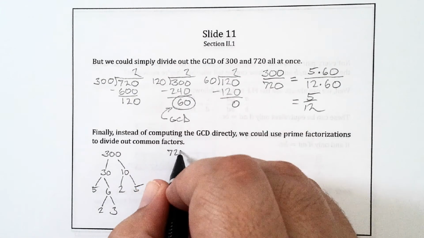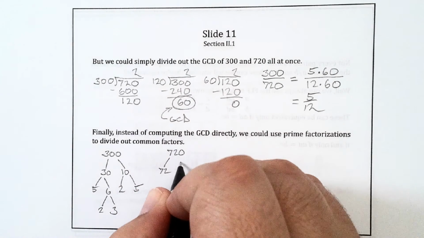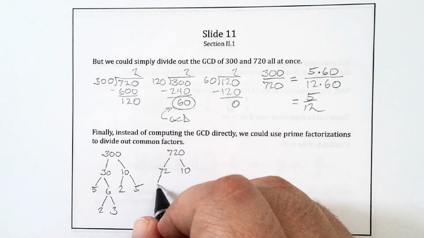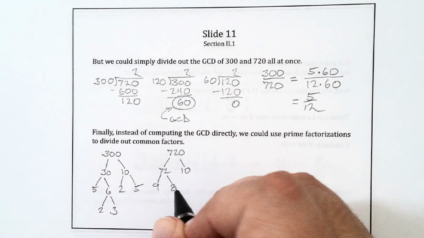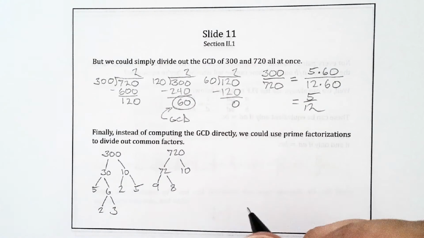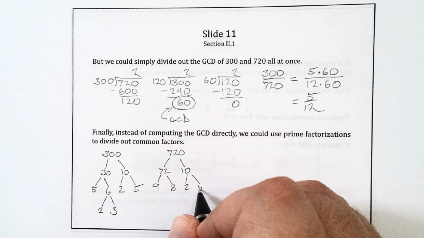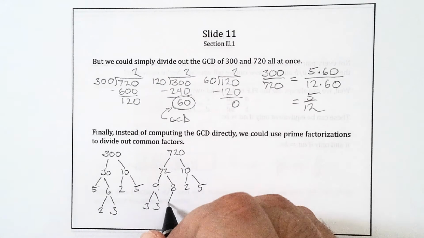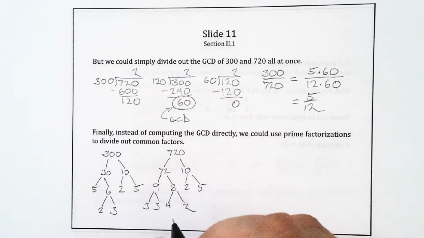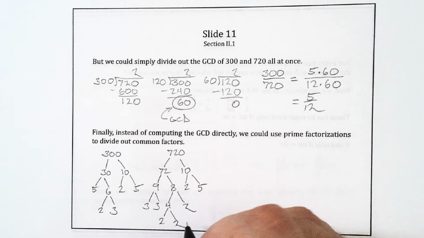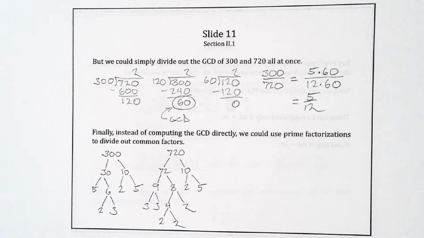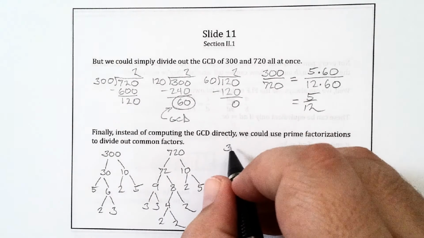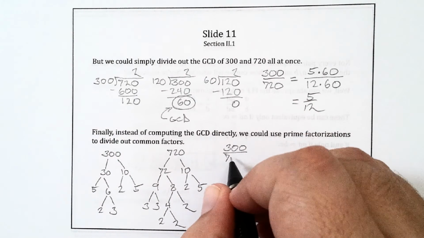Okay, 720 is 72 times 10. 72 is 9 times 8. 10 is 2 times 5. 9 is 3 times 3. 8 is 4 times 2. And 4 is 2 times 2. So I didn't really leave us enough room here, but we'll squeeze it in.